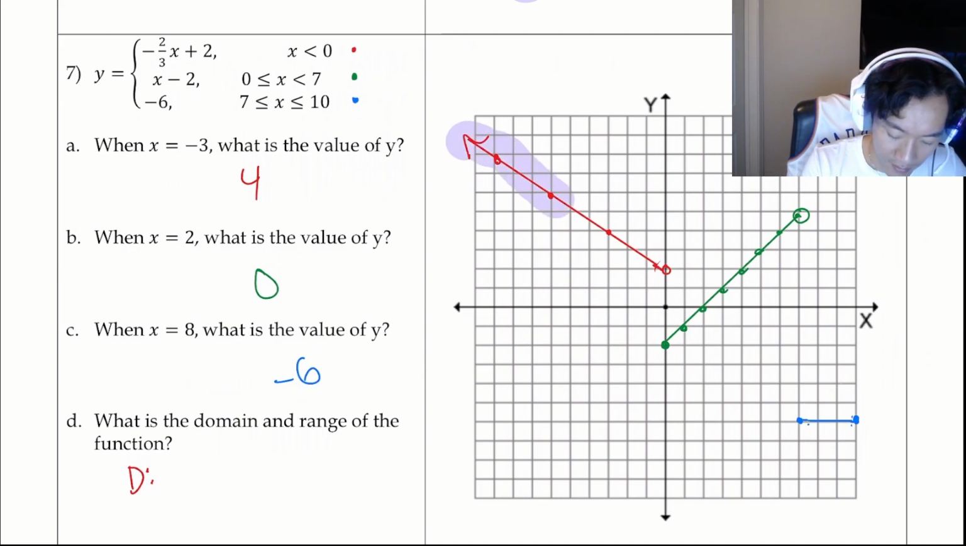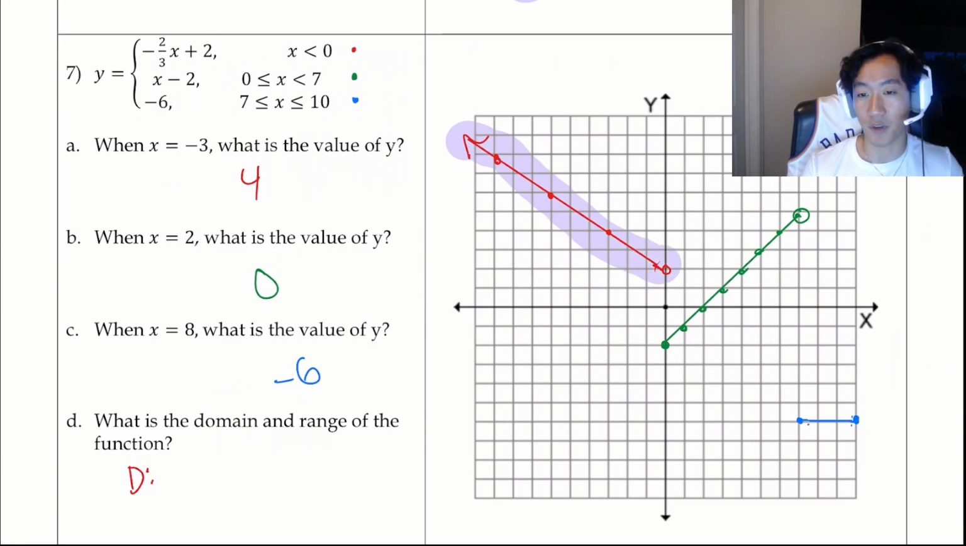Right, so from left to right, no gaps. Now, even though I just stopped right here, and there's a gap indicated by that red circle, I don't really have a gap, right? I do exist at x equals 0, right? You just have to jump down a little bit.